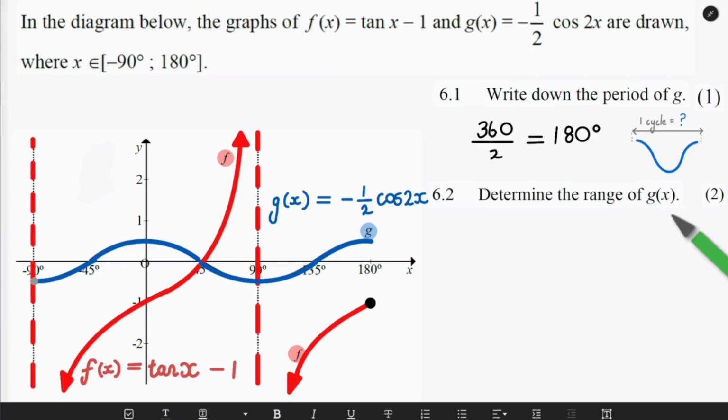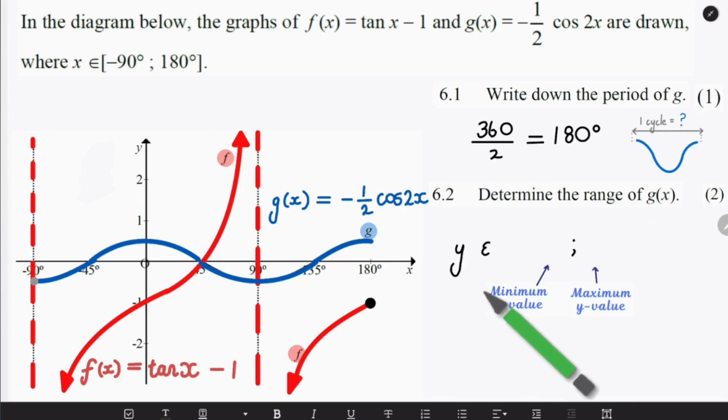Next up, we need the range of g of x, which is still our blue graph. So range focuses on y values, and we've got to state the minimum y value that the graph exists at, as well as the maximum y value that it exists at. So we're going to come to our graph and try to find those. So if I look here, this is the lowest point that the graph ever reaches at -1/2. And then if I go to the top, the highest point it ever reaches is 1/2. And that's further explained by this half here that's in front of cos 2x.